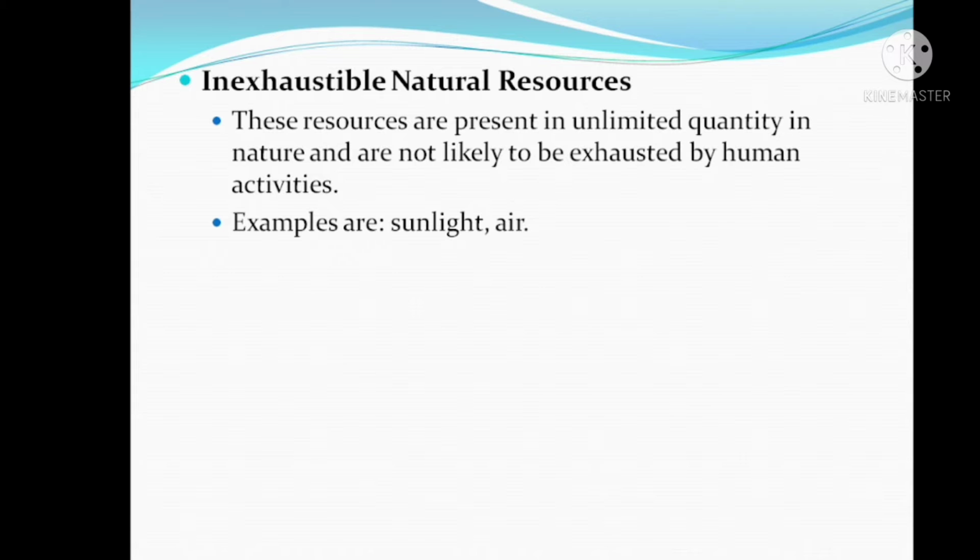Inexhaustible natural resources. So what is inexhaustible? These resources are present in unlimited quantity in nature and are not likely to be exhausted by human activity. For example, sunlight and air. That means however long we use sunlight and air, they are not going to be finished. The resources will be unlimited. We can use them for a longer period of time, for so many years, and in the future also we can use them for so many years.